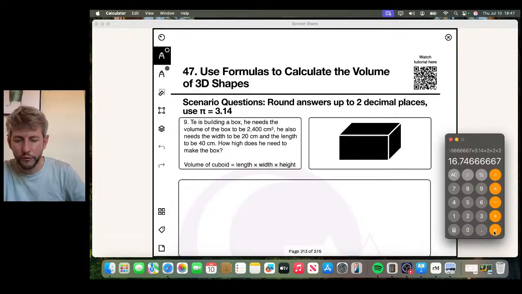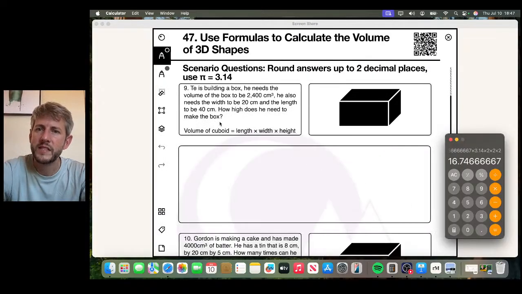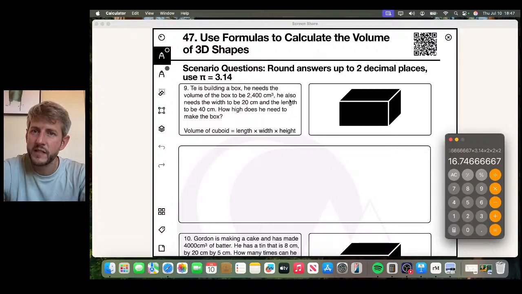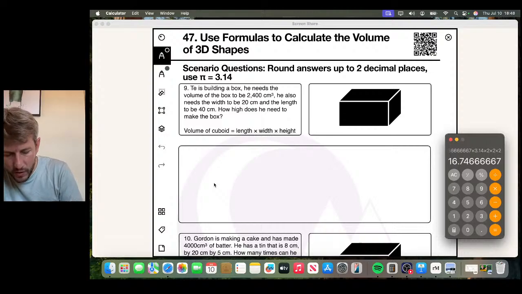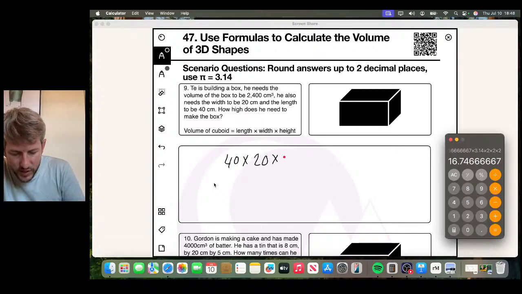Next one here, we've got 47. This says, Tay is building a box. He needs the volume of the box to be 2,400 centimeters cubed. He also needs the width to be 20 centimeters and the length to be 40 centimeters. How high does he need to make the box? So we have got the volume of the box, and we've got the length. The length is 40 times a width of 20 times the height. We don't know the height.